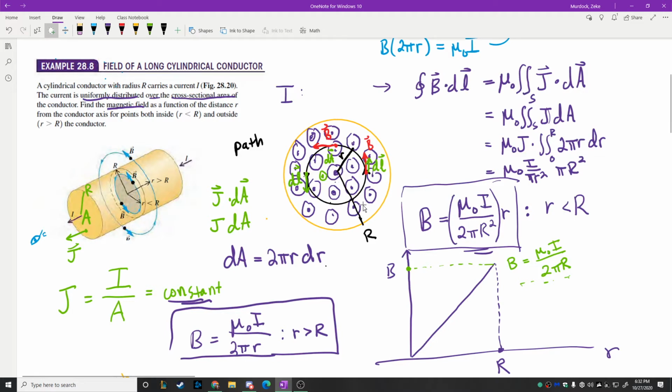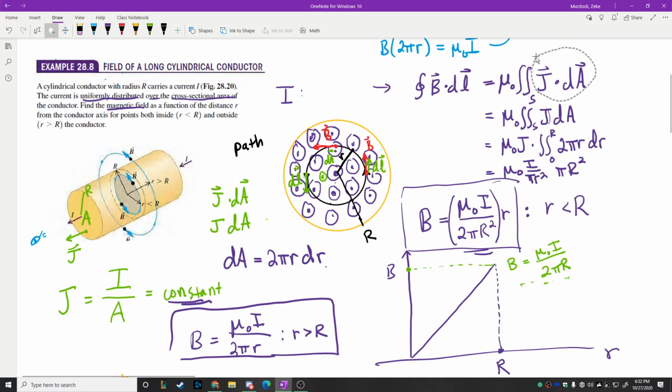I think you have more than one of these that uses Ampere's law like this. I don't think they're that hard if you follow this method and you understand what this means. If you don't understand what this means, I understand.